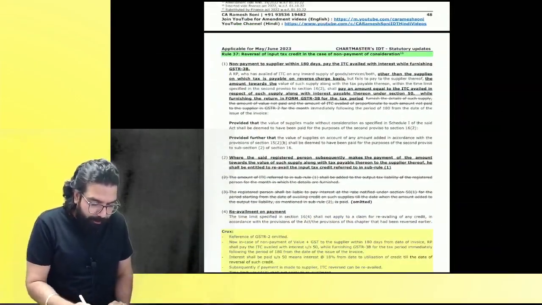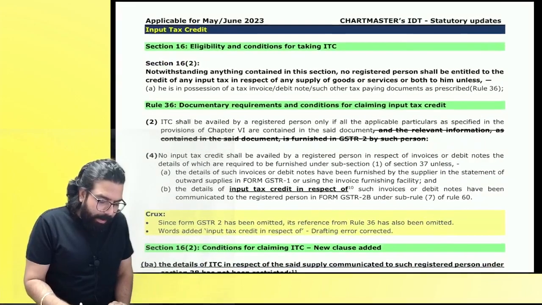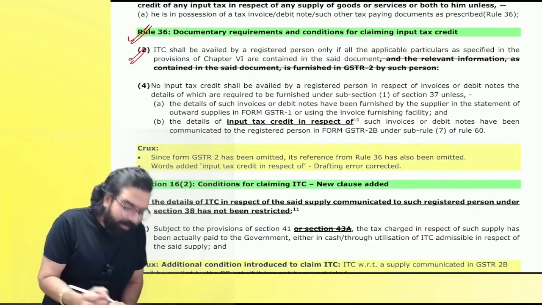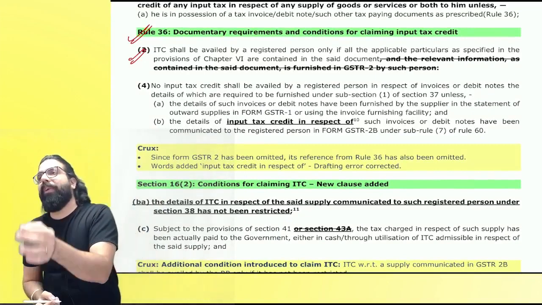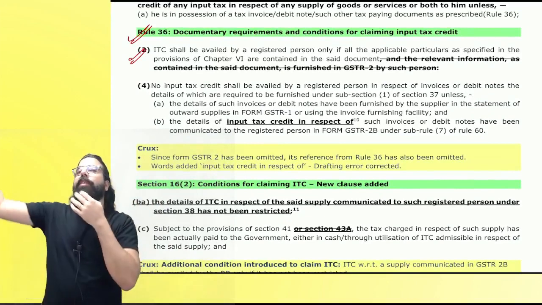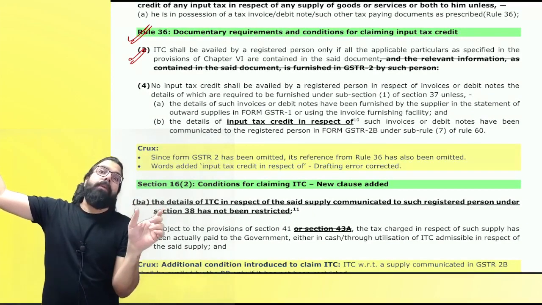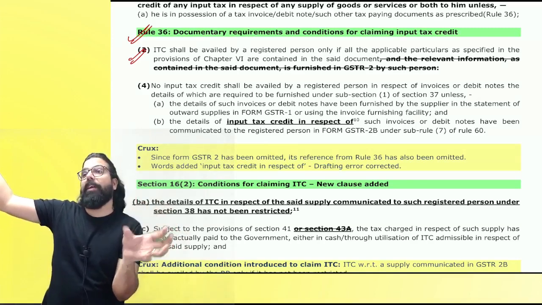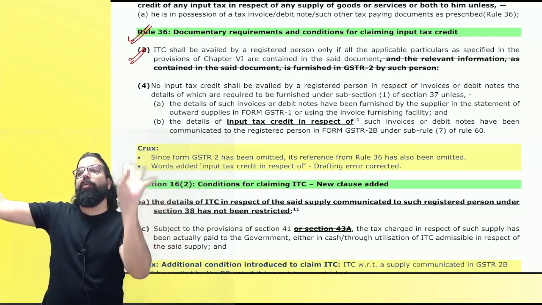Listen to me very carefully. In section number 16(1), the amendment came in rule number 36(2), where there was a reference of GSTR2. Now GSTR2 is deleted. Government told the supplier will file GSTR1. Recipient had to file the purchase return, the inward supplies return. That is no more there. GSTR2 is no more there.